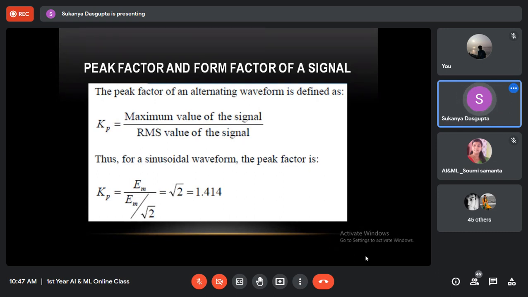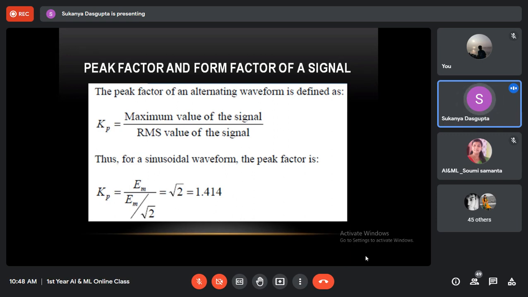Any signal can be represented, any circuit behavior can be represented in terms of the peak factor and form factor. We'll see later on how these two factors are implemented in any AC circuit. Now let's see the definition. What is the definition of peak factor of an alternating waveform?